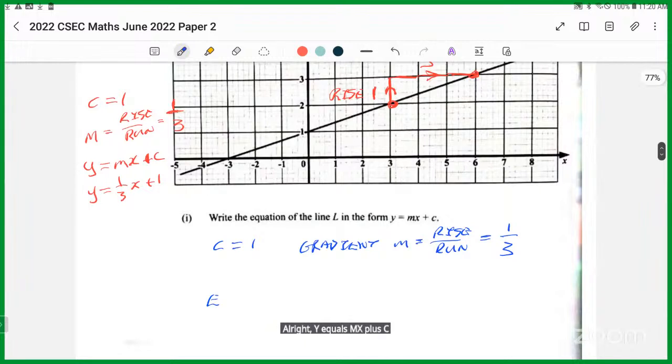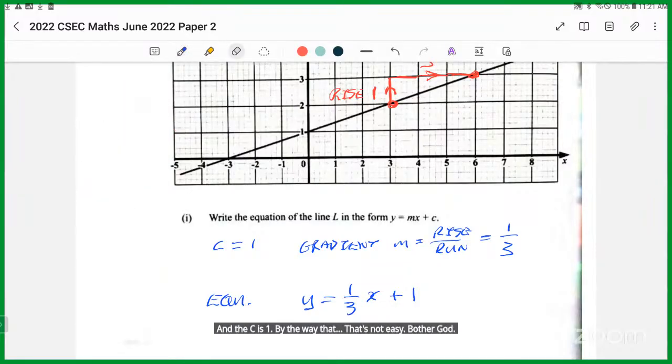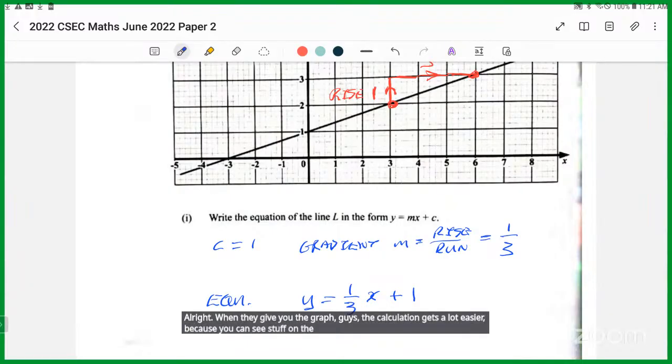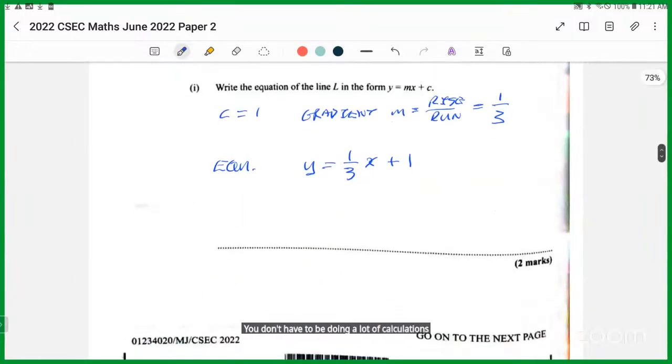So the equation is y equals the m is a third x and the c is 1 in this question. Nice and easy. Good at that? Yes, sir. When they give you the graph, guys, the calculation gets a lot easier because you can see stuff on the graph, count up these things. You don't have to be doing a lot of calculations when they give you the graph.